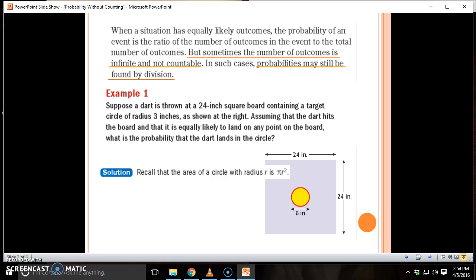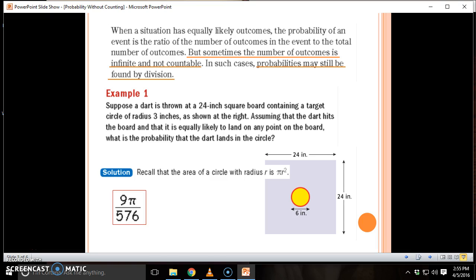So what we need to recall is that the area of a circle with radius r is pi r squared. And so what we're doing is we're taking the radius of 3, we're squaring it, and we're getting 9. And so the area of the circle is 9 pi. The area of the square is 24 times 24, which is 576. So the denominator is the total outcomes, or the entire region of 576. The numerator is just the circle, which is 9 pi.